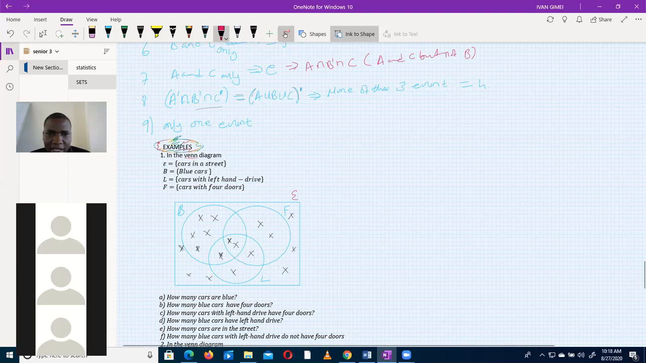Now the first question is saying, of course, B is representing blue cars. So you go to a street and look at the cars which are there. B is representing the blue cars. Then L is representing cars with left-hand drive. I think you know there are cars where the driver can sit on the left-hand side, and others where the driver can sit on the right-hand side. So L is representing cars with left-hand drive. Then F is representing cars with 4 doors. Of course, we have cars with 2 doors.